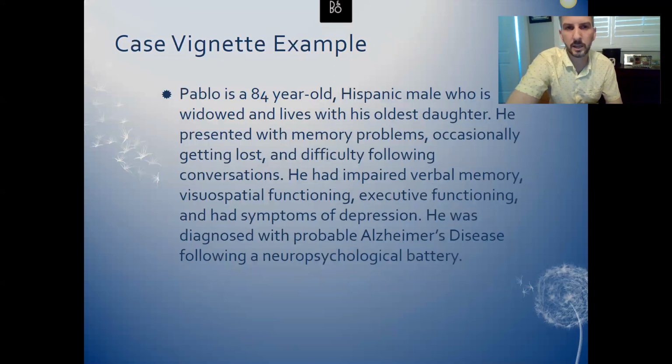One more case vignette. Pablo is an 84-year-old Hispanic male who is widowed and lives with his oldest daughter. He presented with memory problems, occasionally getting lost and difficulty following conversations. He had impaired verbal memory, visuospatial functioning, executive functioning, and had symptoms of depression. He was diagnosed with probable Alzheimer's disease following a neuropsychological battery. All right, so again, these are very to the point. You can add in more details, more information, help the case come alive a little bit. But again, I'm showing you the key things that you would want to include in it.